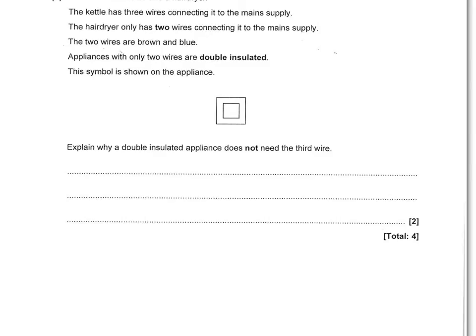So the first mark saying what the 3rd wire is. So it's the earthing wire. So you just say that the 3rd wire is for earthing, or you can say the earthing wire is not needed. And the second mark is saying because the case is made of an insulator or plastic, so that means it cannot become live. Or you could say that the case does not conduct.